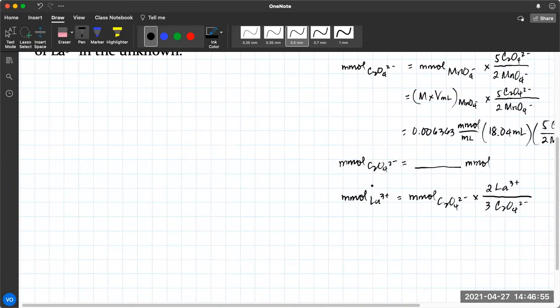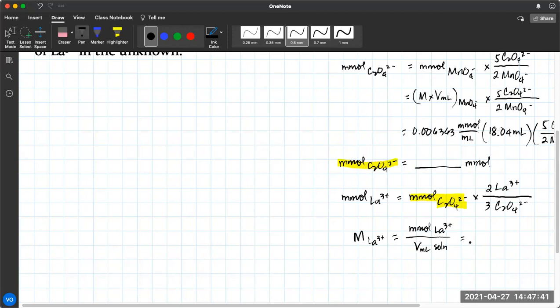Okay, so once you've calculated the number of millimoles of lanthanum according to this, please take note that whatever the value is here, you substitute it here. Then finally, you can solve for the molarity of lanthanum ion, which is equal to millimoles of lanthanum ion over volume in mL of the solution.